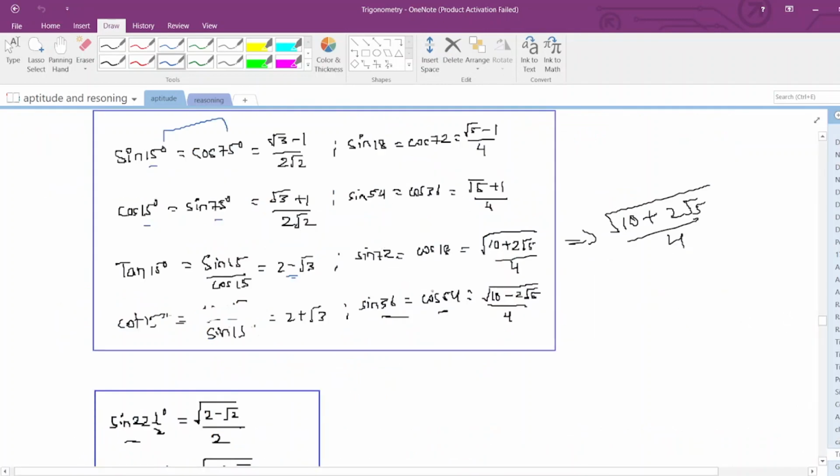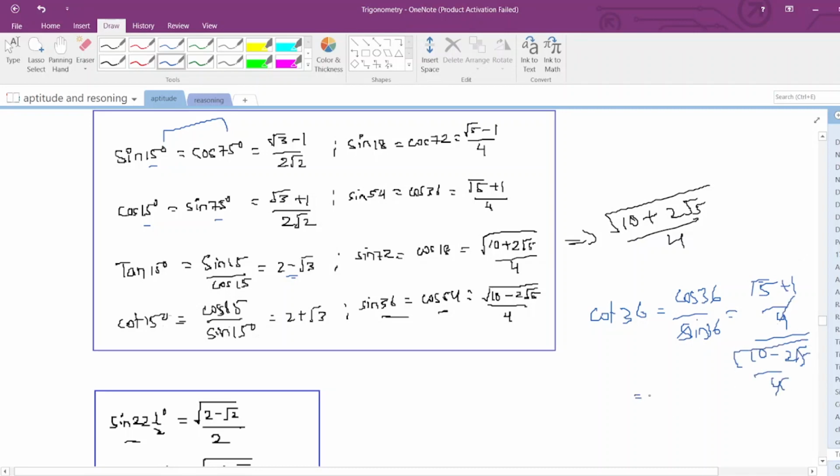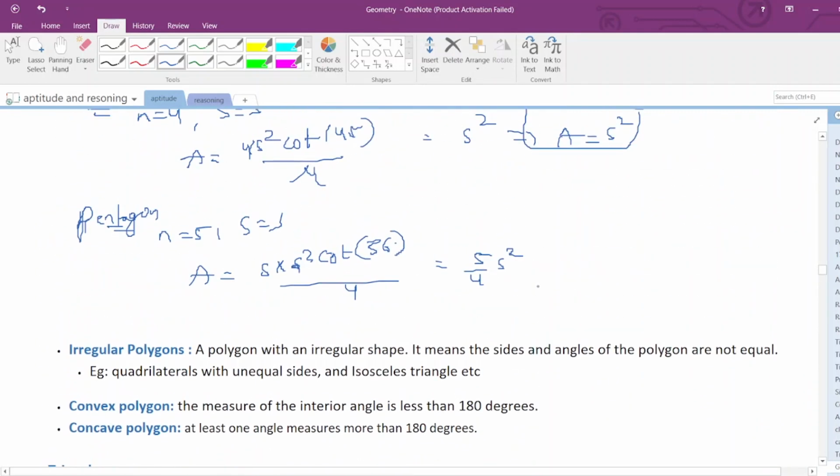So if we want cot 36, it is cos 36 by sin 36, right? So what is cos 36? It is root 5 plus 1 by 4, and sin 36 is root of 10 minus 2 root 5 by 4. 4 cancels. If you solve this, it is root 5 plus 1 by root of 10 minus 2 root 5. If you substitute this here, then you will get some value. So this is cot 36 degrees. So this is the area.